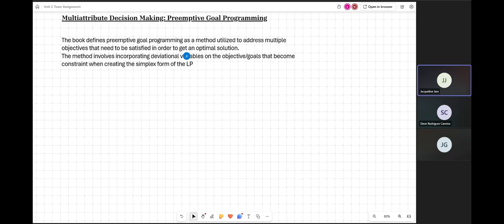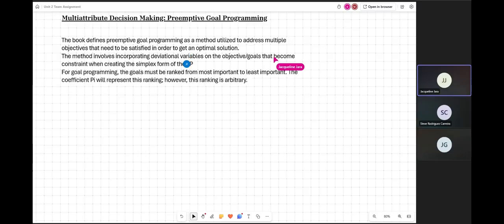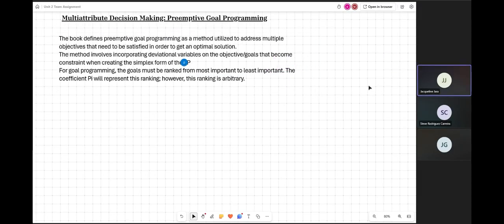For goal programming, the goals must be ranked in order of most important to least important, and the coefficient Pi will represent this ranking when solving the problem. However, this ranking is arbitrary and can change depending on what it is defined as at the beginning.